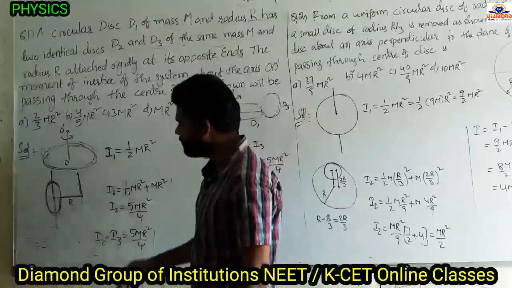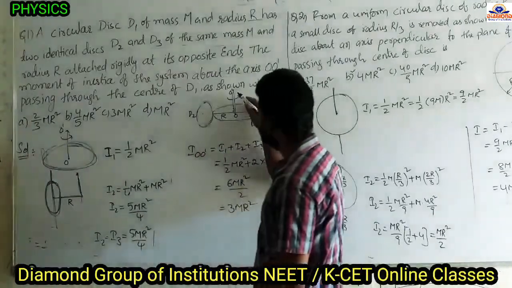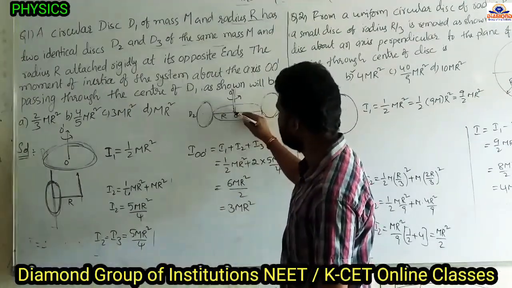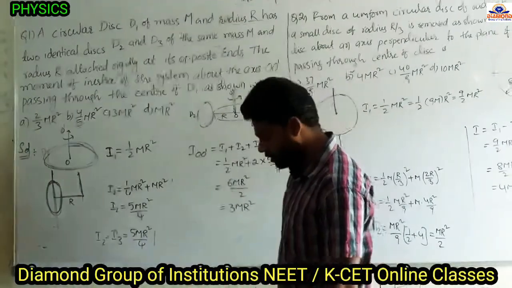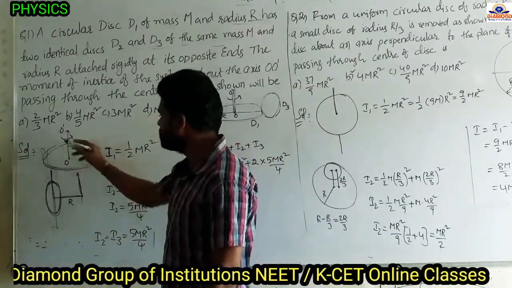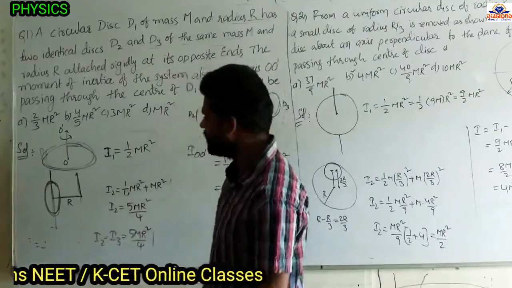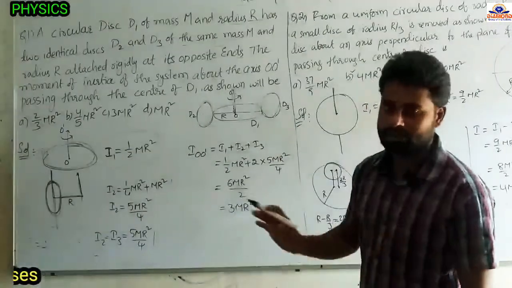So first I am considering the disc D1. For disc D1 the axis is passing through the center and perpendicular to the plane. If the axis is passing through the center and perpendicular to the plane, the moment of inertia of the disc is half mr square, where mass is m and radius is r. We already know this formula, you have to remember all these formulas.